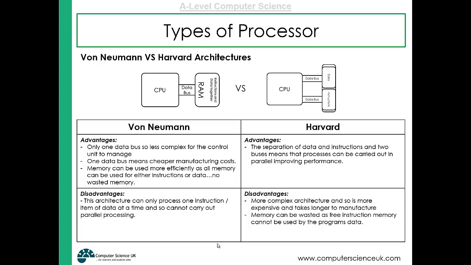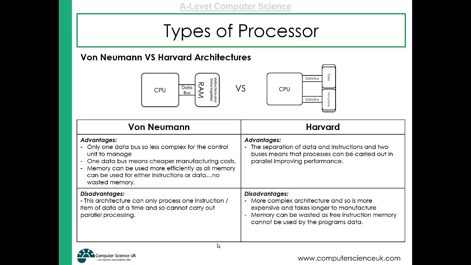So with the Harvard architecture, a big advantage is kind of the opposite of what I just said. Because there's two data buses, and the data and the instructions are separated in memory, it means that a piece of data and an instruction can actually be fetched at the same time. They can be fetched simultaneously, and that can improve performance.